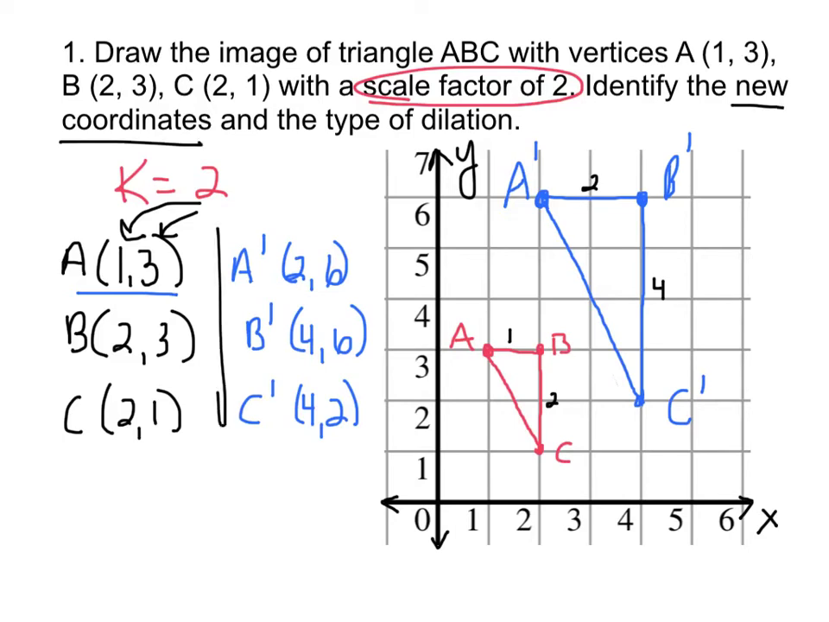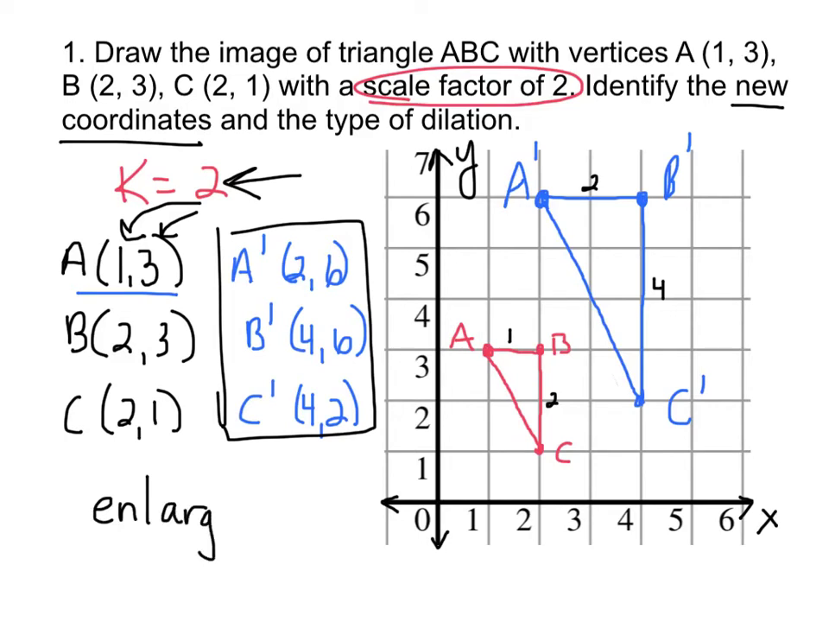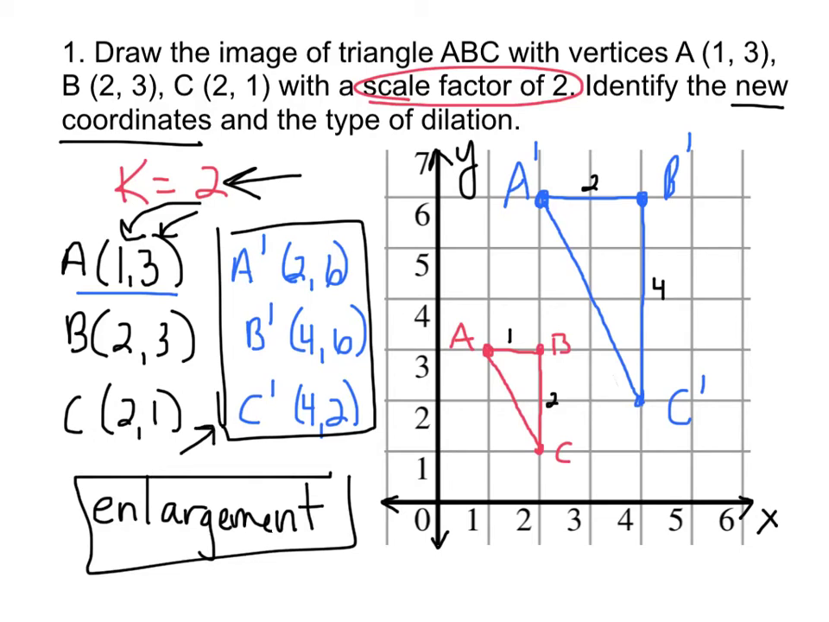We did that. Those are these right here. What type of dilation is this? And by type, I mean, is this an enlargement or is it a reduction? Well, because our K value was bigger than 1, this was an enlargement. And those are your two answers. The ordered pairs and the type of dilation.